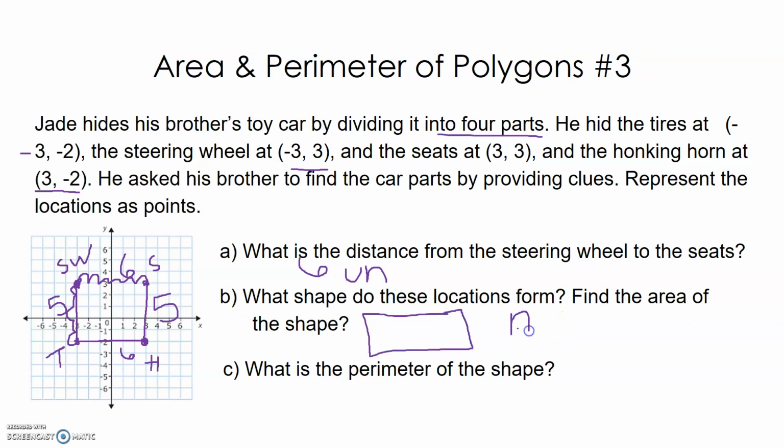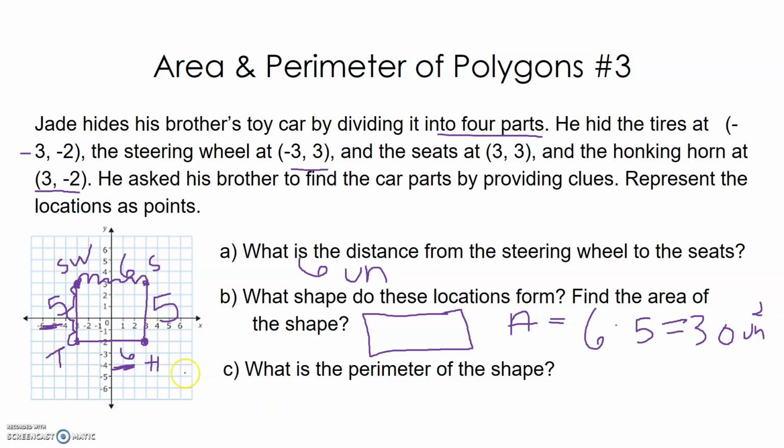And in order to find the area of a rectangle, we're going to do base times height. We established that our base is 6 and our height is 5. So we get a total area of 30 units squared.